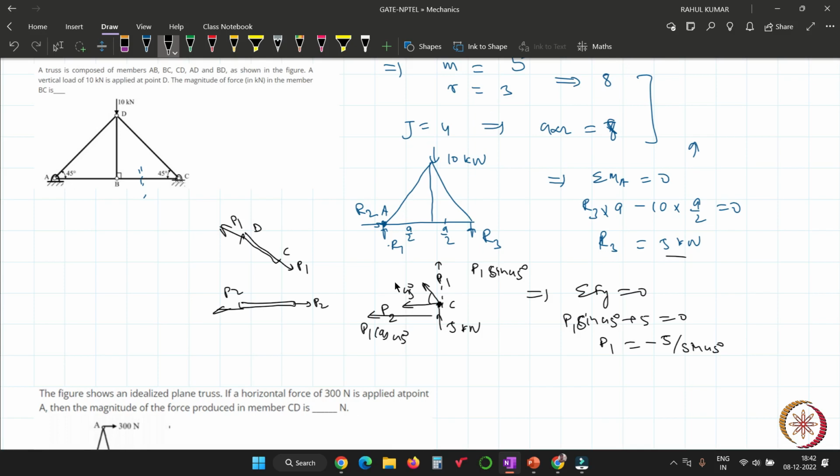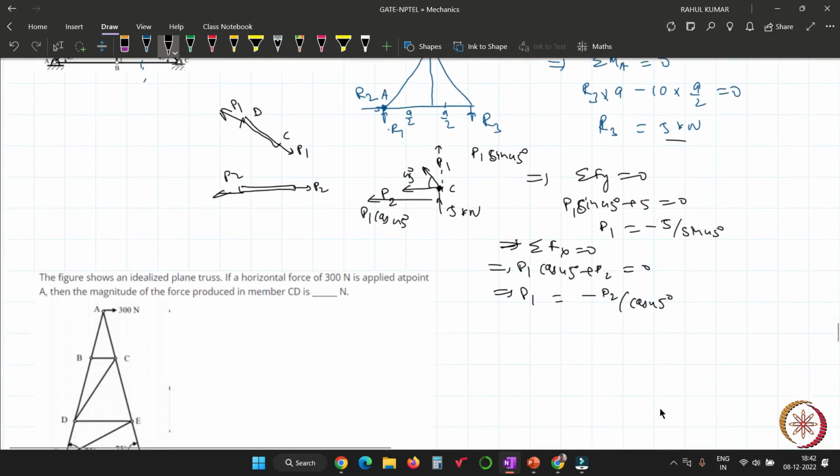P2, sir. Okay. So now write the horizontal equilibrium. The summation of Fx equals 0. So P1 cos 45 degrees plus P2 equals 0, as there is no other force. So P1 equals minus P2 divided by cos 45 degrees. Oh sorry, you have to determine P2, right? I have written P1. So you have to determine P2.